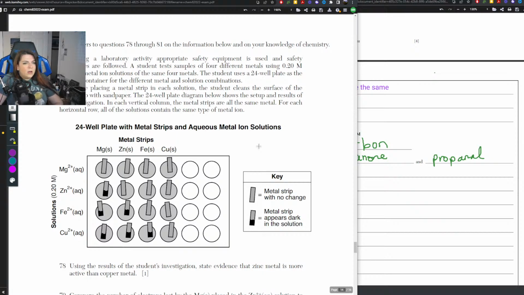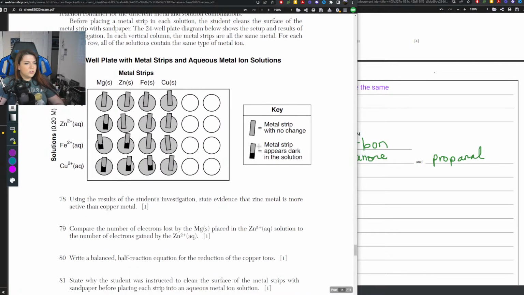The 24 well plate diagram below shows the setup and results of the investigation. In a vertical column, the metal strips are all the same metal. For a horizontal row, all of the solutions contain the same metal ion. Using the results in the student's investigation, state evidence that zinc metal is more active than copper metal.